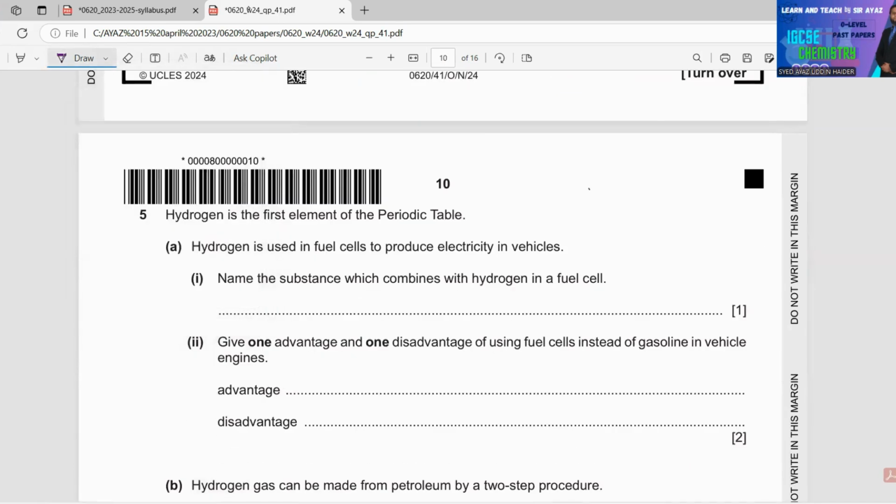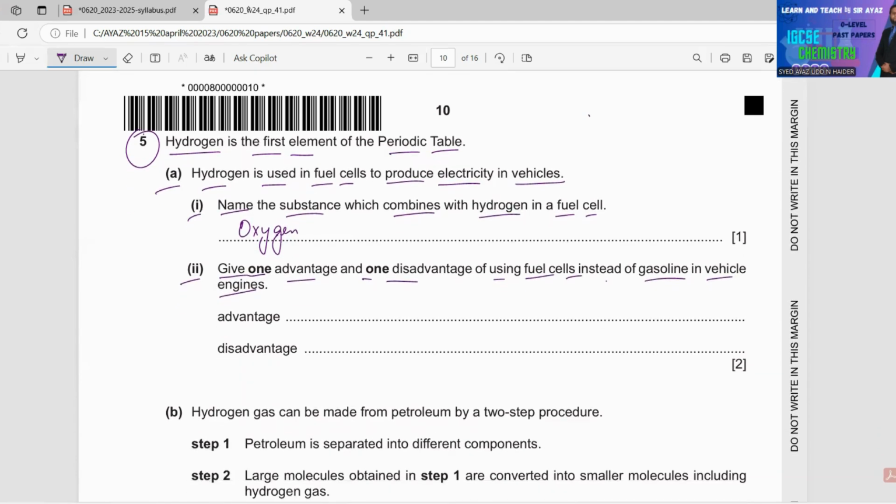Moving to next question, that's question number 5. Hydrogen is the first element of the periodic table. A. Hydrogen is used in fuel cells to produce electricity in vehicles. 1. Name the substance which combines with hydrogen in a fuel cell. So it's oxygen which combines with hydrogen in the fuel cell. Number 2, give one advantage and one disadvantage of using fuel cells instead of gasoline in vehicle engines.